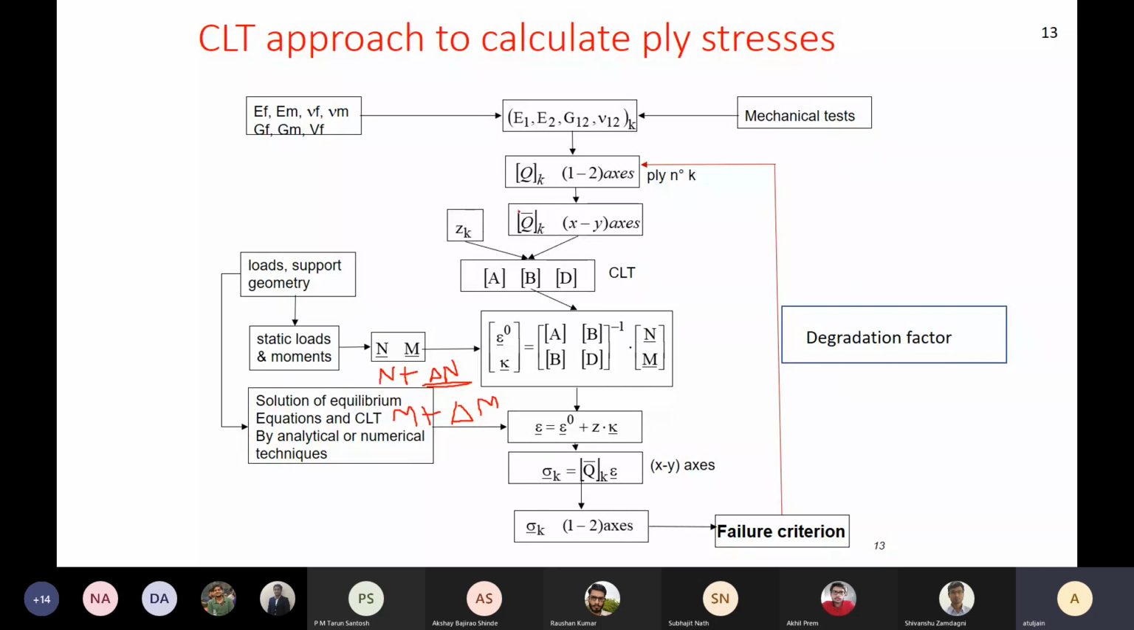A few things to keep in mind is that the Q matrix is monotonously decreasing. As damage happens, the different terms of the Q matrix will decrease. It cannot go high once it has decreased. So this will be monotonously decreasing, and this way we will be able to get the entire nonlinear curve for my laminate. Okay, is this clear?